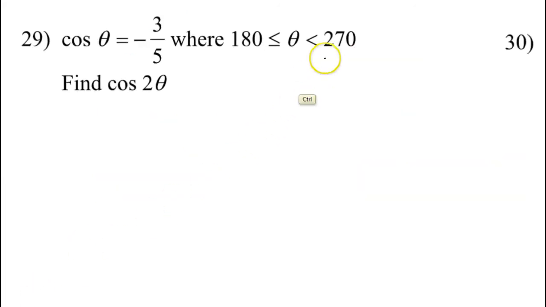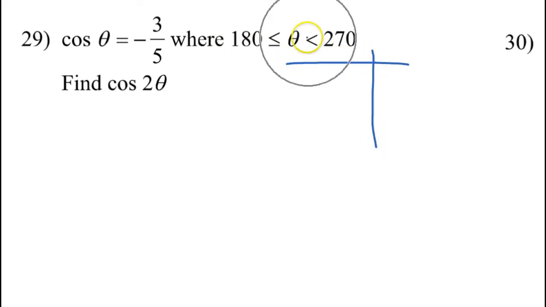Number 29. Well, this video is just loving the third quadrant, so here we go again. Between 180 and 270, that's the third quadrant. So here's my little diagram.